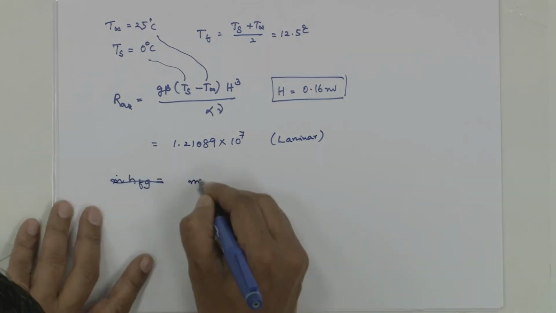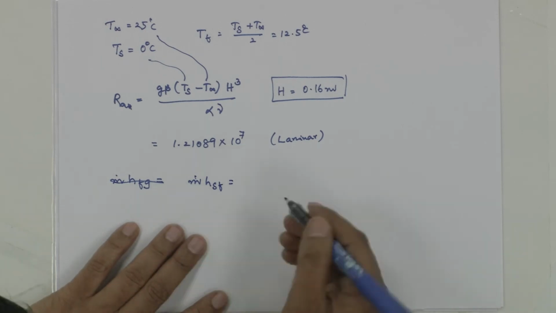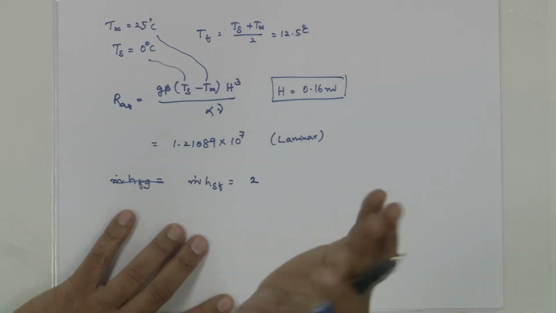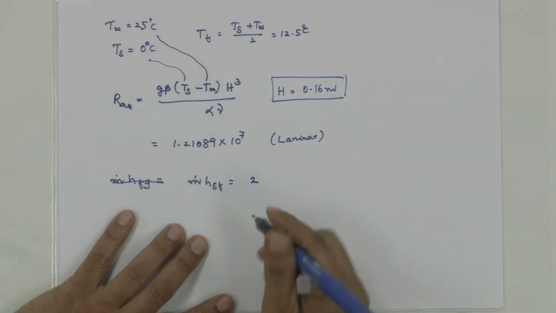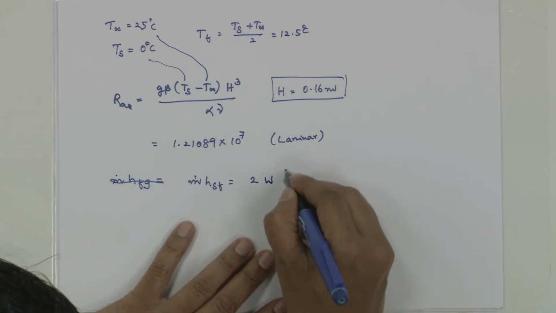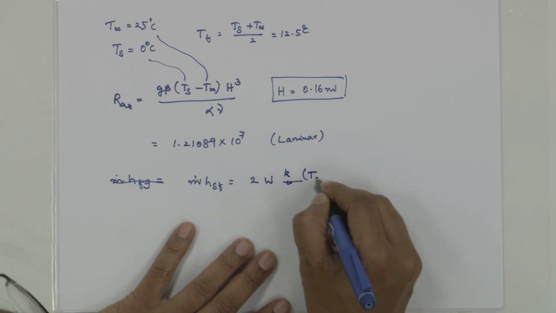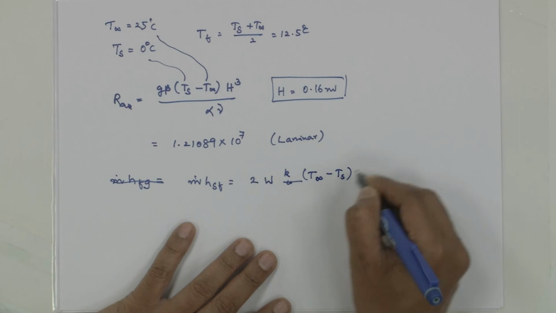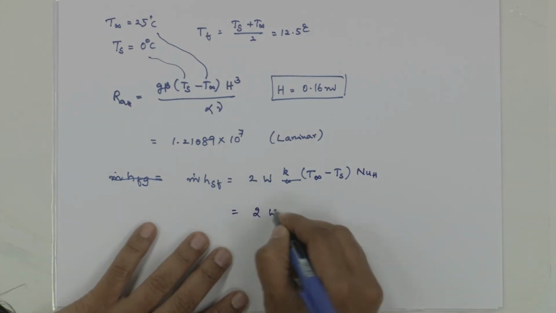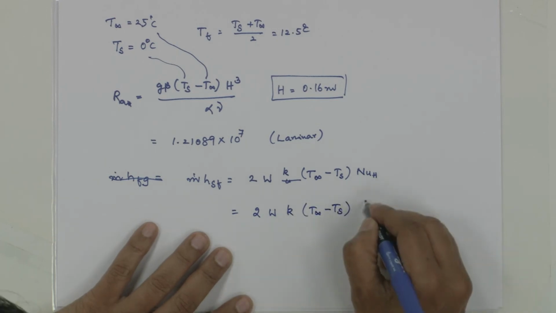So m dot hSF, the latent heat of melting, should be equal to Q dot, that is twice, because the boundary layer is on both sides of the vertical plate. So you have 2 into W into K into (T infinity minus Ts) into Nusselt number. You will not get it, so let me explain it. K into (T infinity minus Ts). What is the Nusselt number? It is h by K.